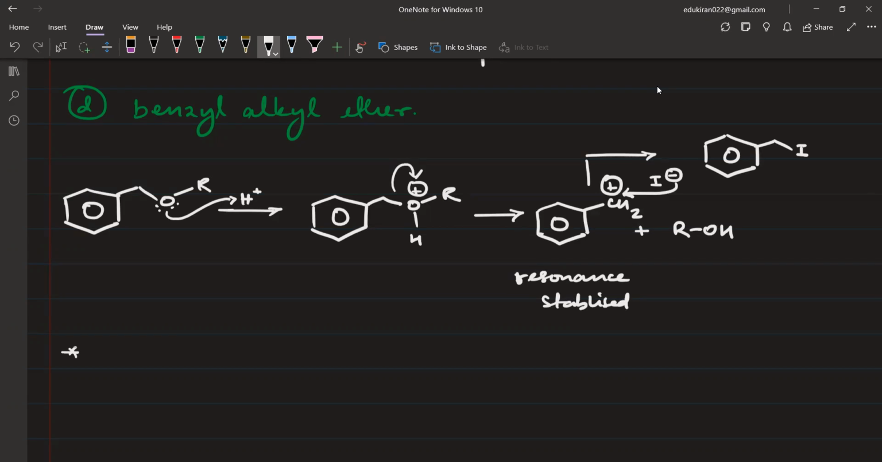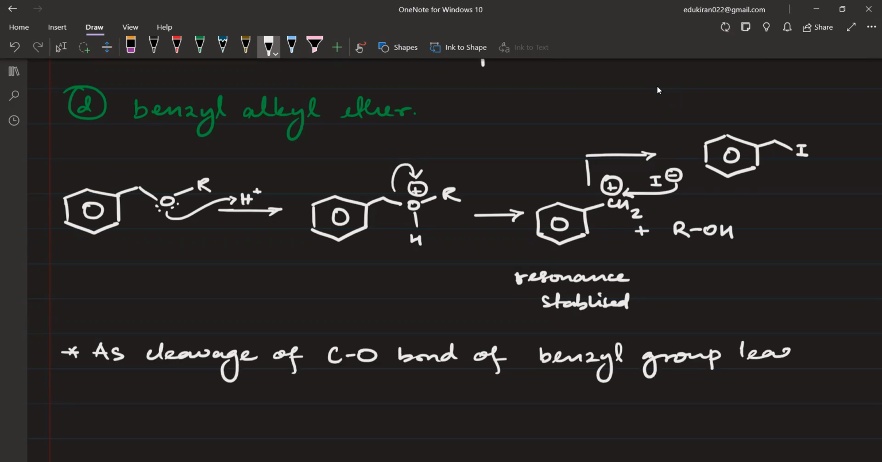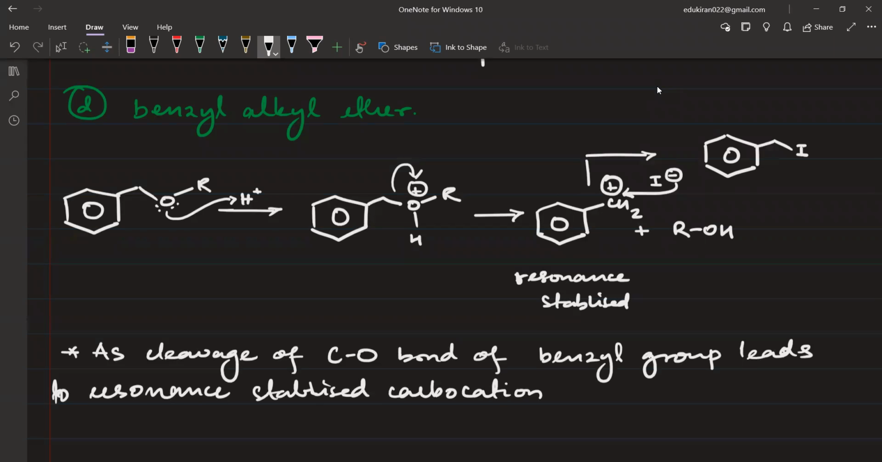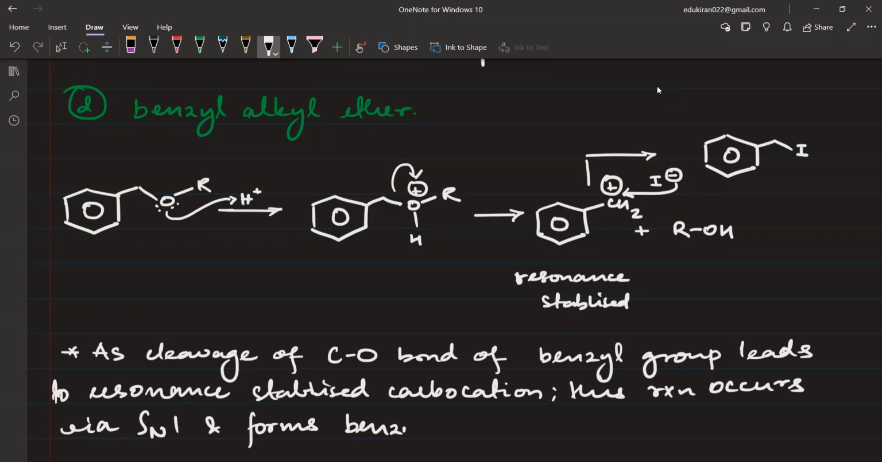You write here: as cleavage of CO bond of benzyl group leads to resonance stabilized carbocation, this reaction occurs via SN1 and forms benzyl iodide and alcohol.